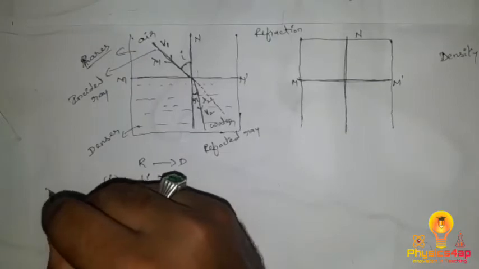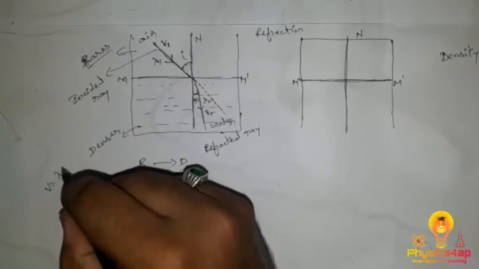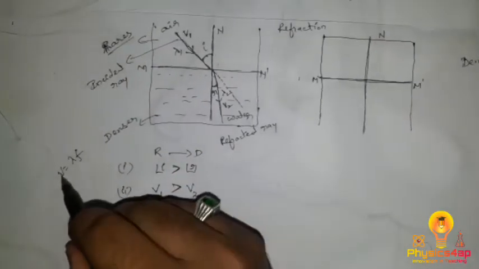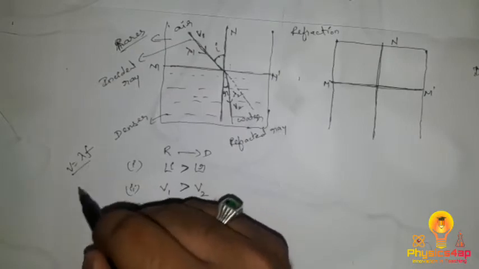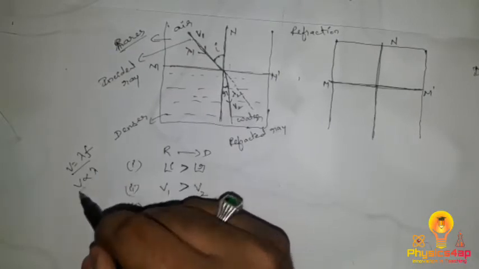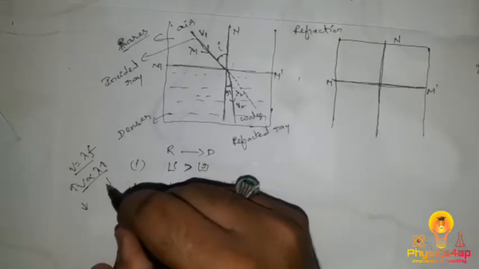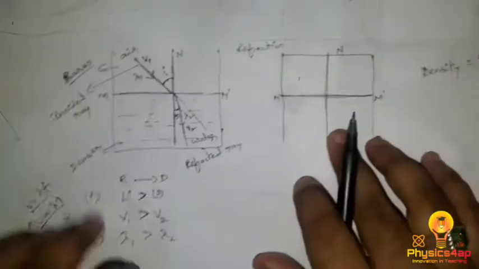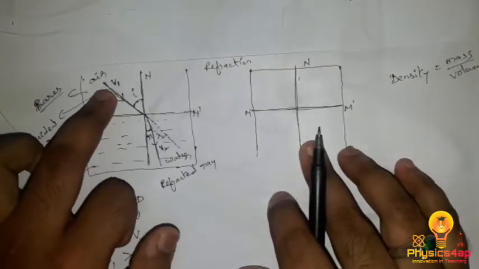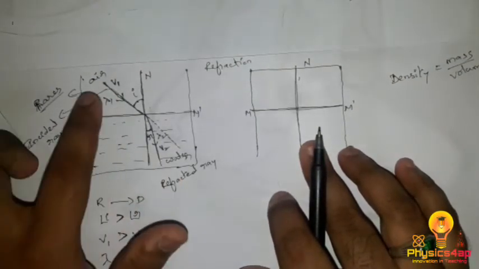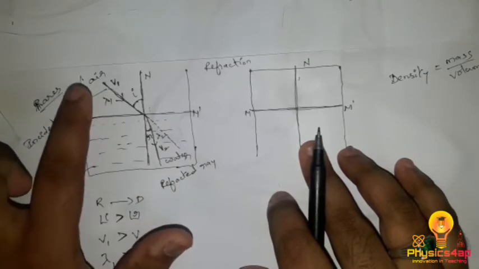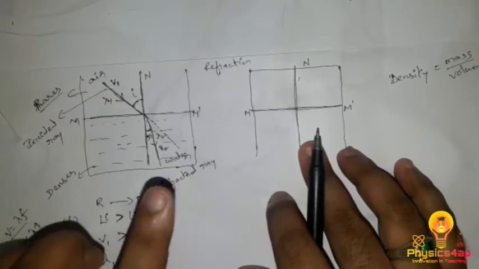As we know, velocity is equal to lambda into frequency. As velocity and lambda are directly proportional here, if velocity increases, wavelength also increases. If the velocity decreases, wavelength also decreases. So as the velocity is more in the first medium when compared to the second medium, the wavelength of the first medium is also more when compared to the second medium.